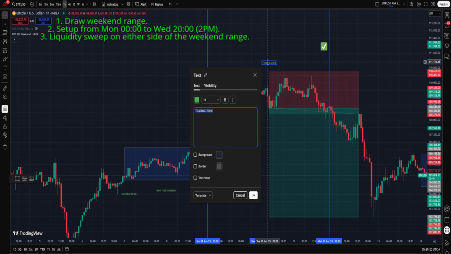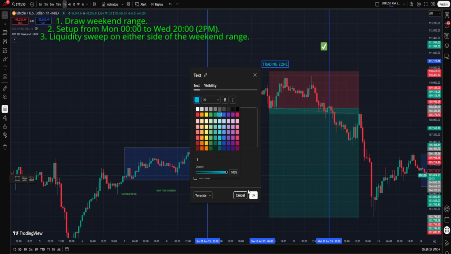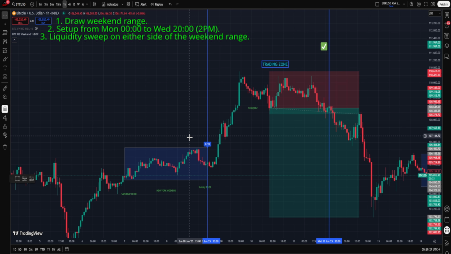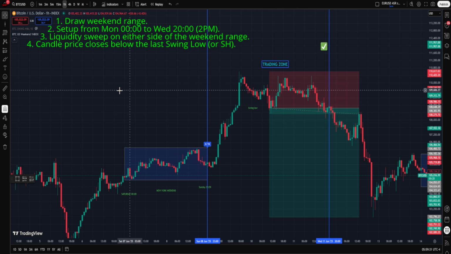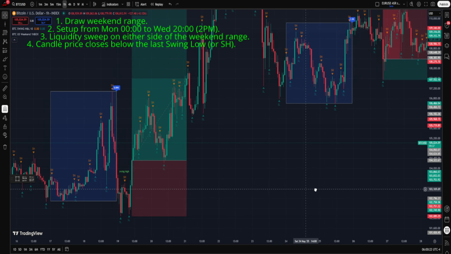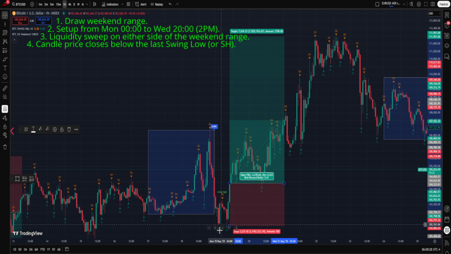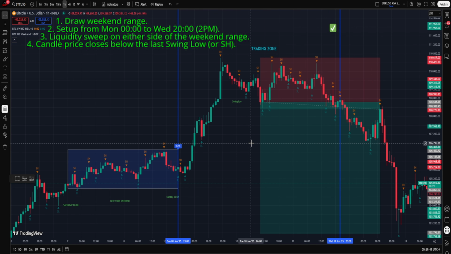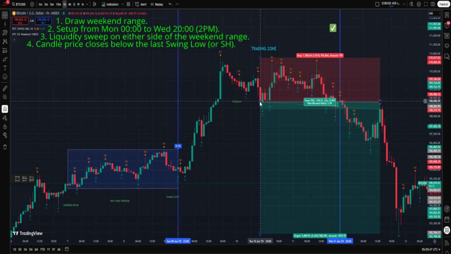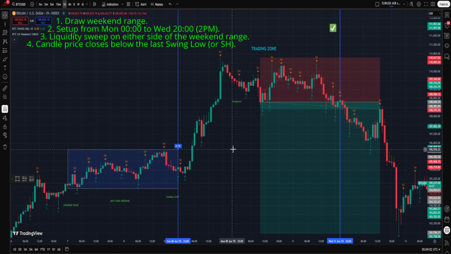Here's how I enter. Price sweeps above the weekend high or below the weekend low. Then I wait for the next hourly H1 candle to close above the last recorded swing high. At this point, I enter a long position. Alternatively, if the H1 candle closes below the last defined swing low, I enter a short position. This close acts as confirmation that liquidity has been absorbed from one side of the weekend range, indicating a small market structure shift.